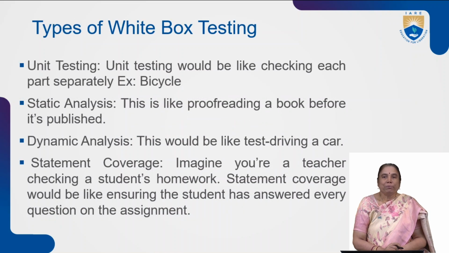The types of white box testing. Unit testing would be like checking each part separately. For example, a bicycle. Before construction of the bicycle, each part, the brakes, can be checked separately. The pedal can be checked separately. The wheel, the seat can be checked separately. So independent components can be tested separately before integrating them. That is unit testing.